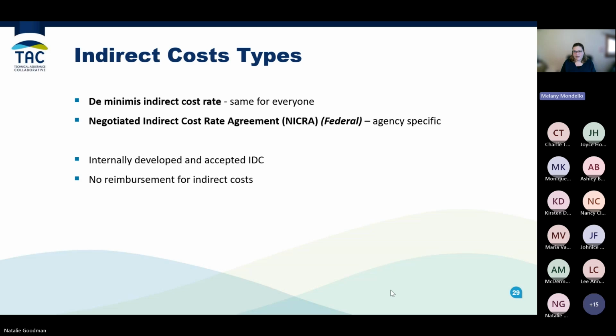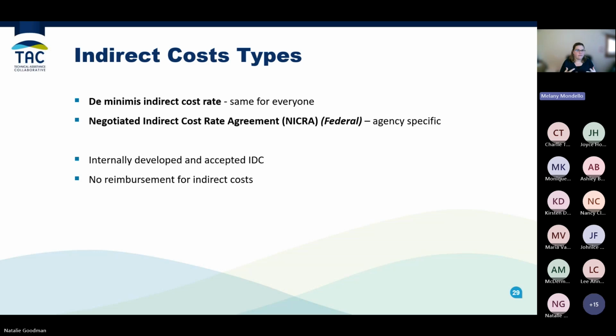So we're going to talk about what they are and how to apply them. There are two different types of indirect costs. There's the de minimis indirect cost rate. That is a federally set standard, I believe 15% now. That is just something that's allowed based on the regulations and how they're written. There's also a negotiated indirect cost rate agreement that could be very agency specific. So everyone is allowed to charge that 15% if you have 15% worth of indirect costs, which typically everyone does.